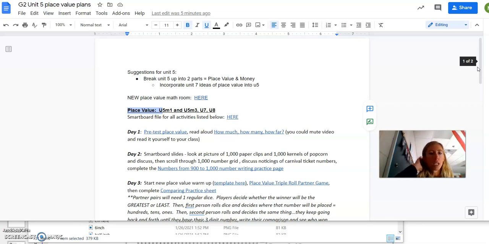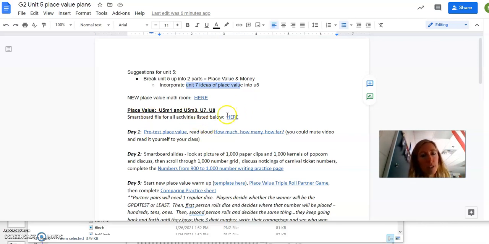with place value. So also keep in mind, I am suggesting just putting the Unit 7 place value ideas into Unit 5. So later on, come Unit 7, they'll be adding and subtracting again with multi-digit numbers up to 1,000. So why not just do that now and keep on doing some of it throughout the school year?